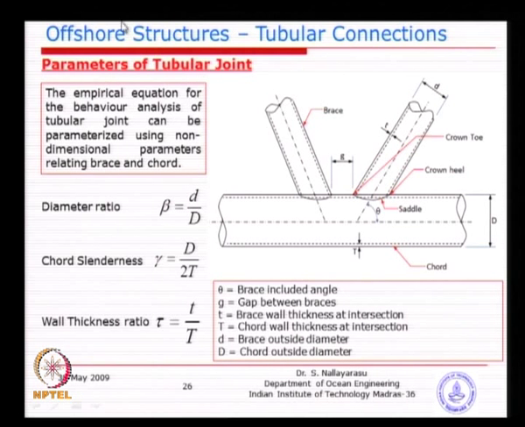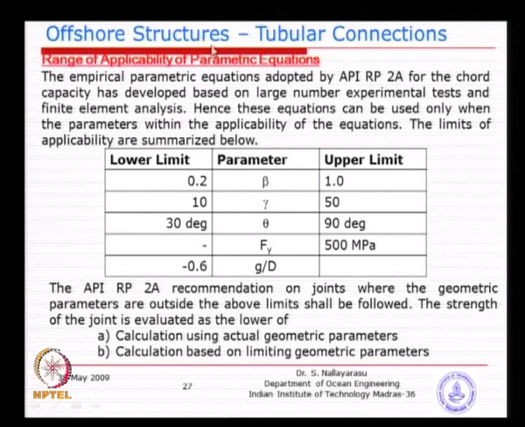So, basically I think you can see G also plays a major role only for this type of K joints, whereas for T and Y joints you do not have such a parameter there. So, basically this table is giving you an idea of what are the upper and lower limits of the parameters used in the generation of an empirical formula for the design purpose.